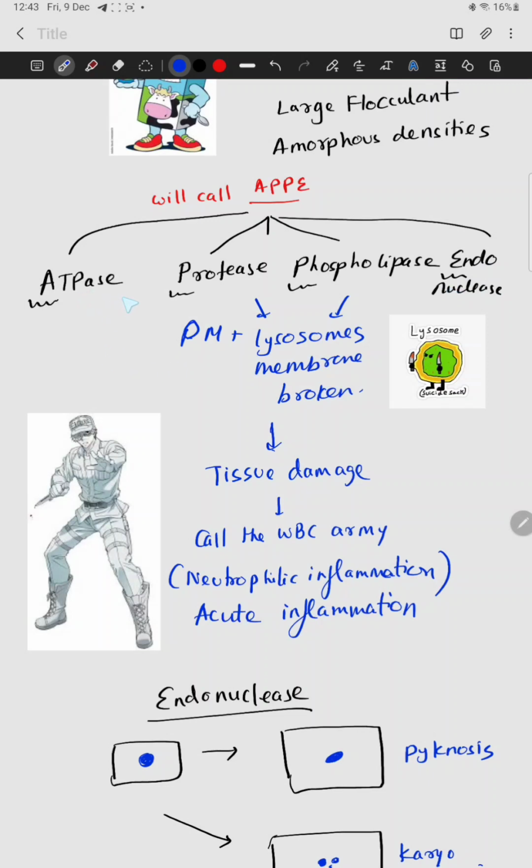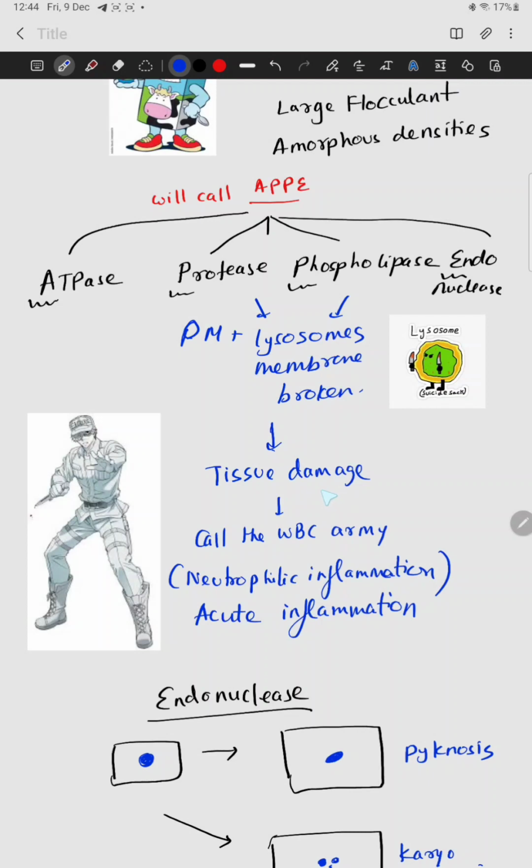So ATPase you already know, right? Because of that, cell swelling and everything is going to happen. Damage. So basically this protease and phospholipase, what is made of phospholipid bilayer? That is plasma membrane, right? So the plasma membrane of the cell and the lysosomal membrane is broken. Oh my god, now we have unleashed the devil inside, that is the lysosome. Lysosome, as you know, is already called a suicide sac, right? So it is going to commit suicide. So it is going to release all the enzymes that will result in the tissue damage.